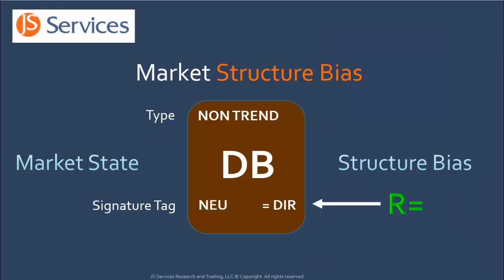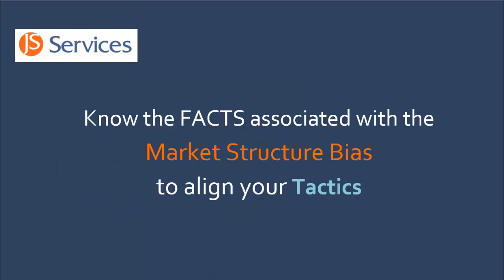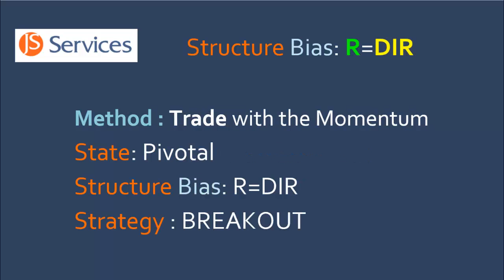Each tile on the market color grid identifies the JS market symbol, its market state type, signature tag, and the R equals price map position, offering an at-a-glance overview of the market structure bias for each symbol on the grid. The procedure each session is to know the facts associated with the market structure bias so your tactics can be aligned. For example, if your method is to trade with momentum, and you particularly like pivotal states, then the R level equal to the directional is the structure bias that identifies pivotal conditions where breakouts may occur.